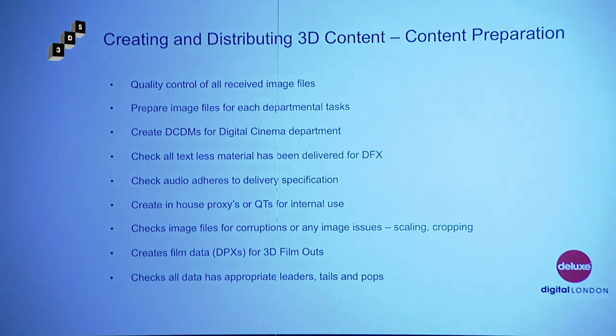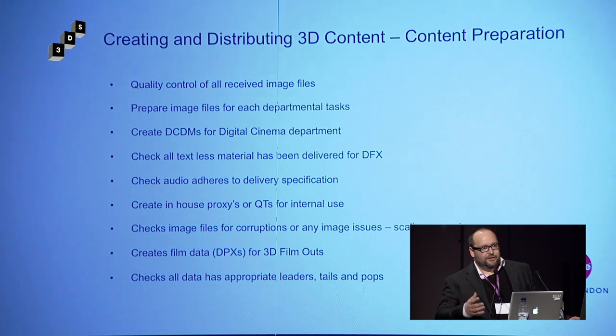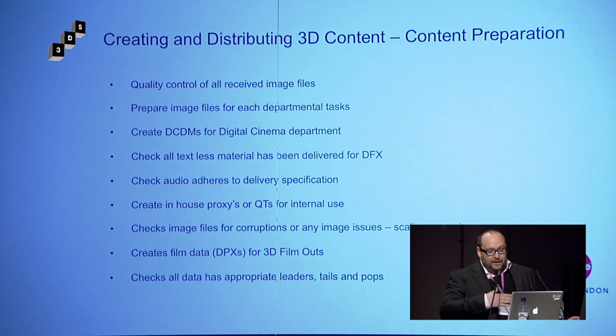Now, we might receive DPXs, because you can also release 3D content on 35mm print. It would be their responsibility to transcode that content for use in various departments. So they would transcode into DCDMs, which is the raw format for digital cinema. They would also transcode into ProRes files ready for broadcast. So effectively what we do is we receive this raw data in, we localize it, and then we distribute it in all different forms. That's all done through the content preparation department. We check that all text material has been delivered okay. I'll be showing you a clip in a while of the end result of how we localize the content.